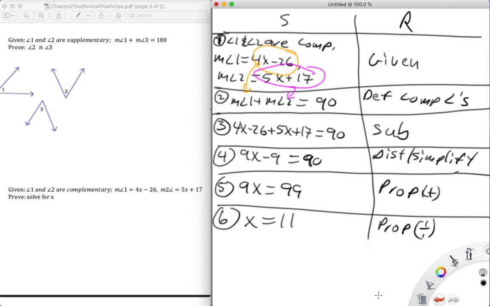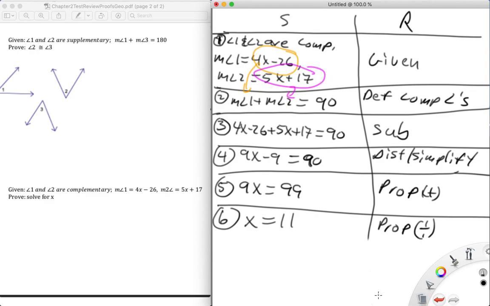So I can say that angle 1 and angle 2 are complementary. The measure of angle 1 is equal to 4x minus 26. The measure of angle 2 is equal to 5x plus 17 because it's given to me. Then I can say that the measure of angle 1 plus the measure of angle 2 is equal to 90 degrees. Definition of complementary angles. Then I can substitute 4x minus 26 for angle 1 and 5x plus 17 for angle 2, and I can say that 4x minus 26 plus 5x plus 17 is equal to 90. Substitution.